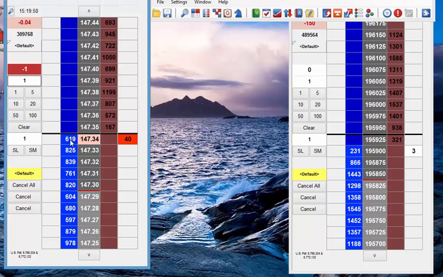But as you can see, the price is currently bid against me. If I wanted to instantly get out, I would have to lift this price here, buy back my position at one price higher, and I would have lost a tick. That would have cost me 10 euros.